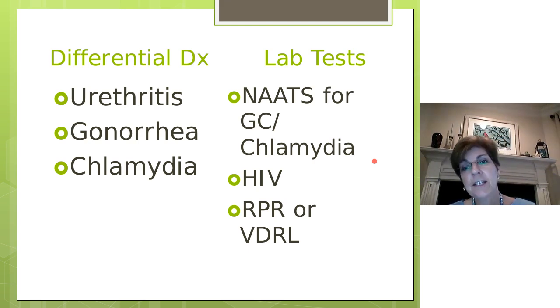And now the NAT test for GC and chlamydia can be done on urine for either men or women, or it can be done on a urethral swab or a cervical swab. So it's much easier, and they're much more likely to accept having that done. And then HIV and RPR or VDRL to test for syphilis.